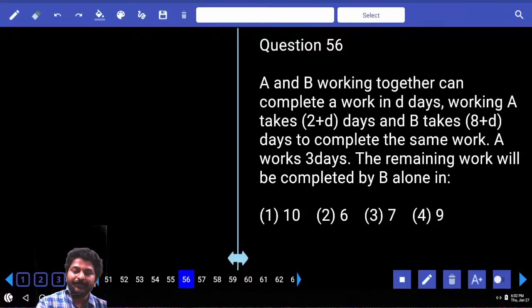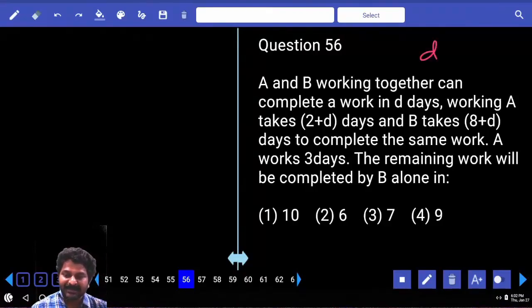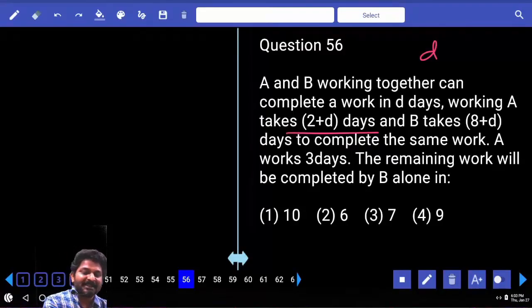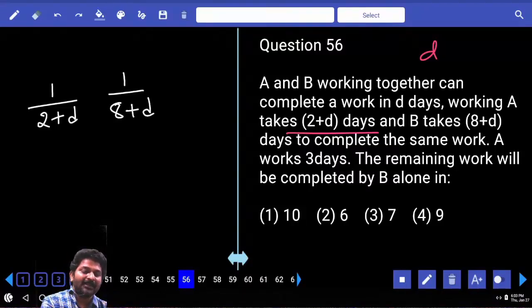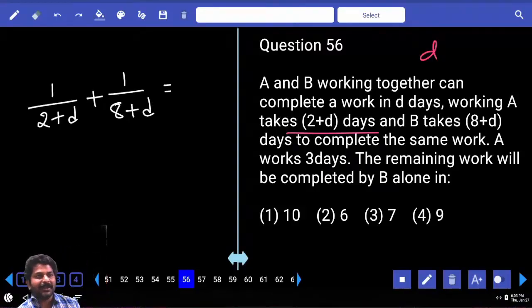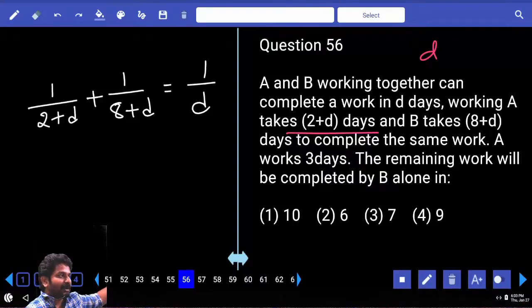So now if both together can complete the work in D number of days, A alone takes 2 plus D. 1 day work of A is 1 by 2 plus D only, and B takes 8 plus D days, so 1 day work of B is 1 by 8 plus D. When you add these two, that gives you 1 day work of A and B. As the information says, both together can complete the work in D number of days, so 1 day work is 1 by D. So this is what I was telling you. After this step, if you want to solve and get the value of D using quadratic equations, it takes a lot of time. So now you need to guess the value of D and then verify it.